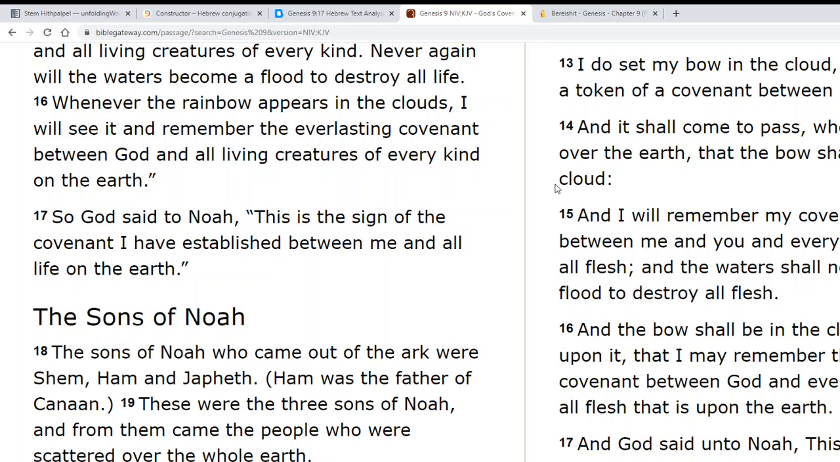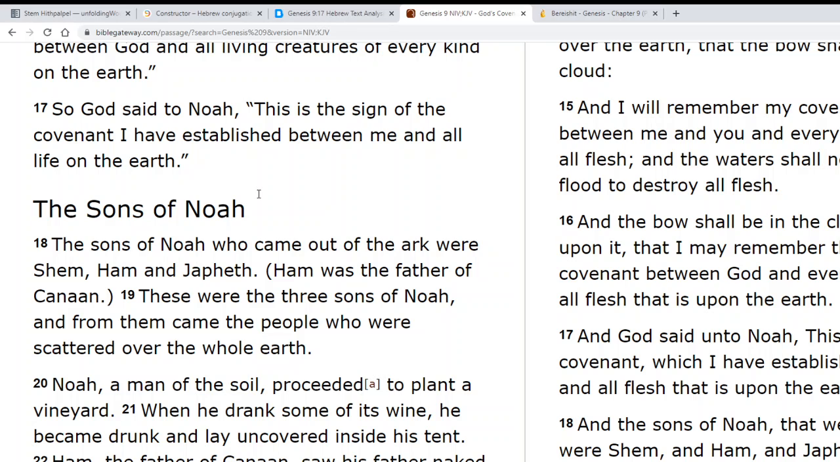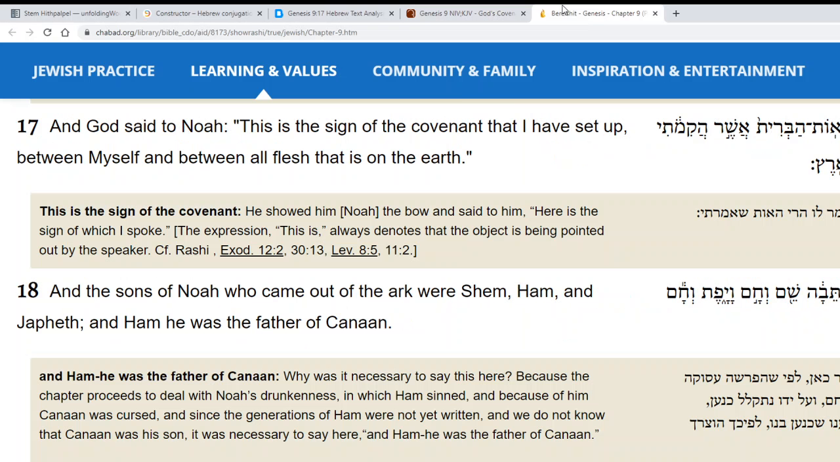King James, verse 17. And God said unto Noah, this is the token of the covenant which I have established between me and all flesh that is upon the earth. So they translate ot as a token. NIV. So God said to Noah, this is the sign of the covenant I have established between me and all life on the earth. Okay, very similar. Chabad. And God said to Noah, this is the sign of the covenant that I have set up between myself and between all flesh that is on the earth.